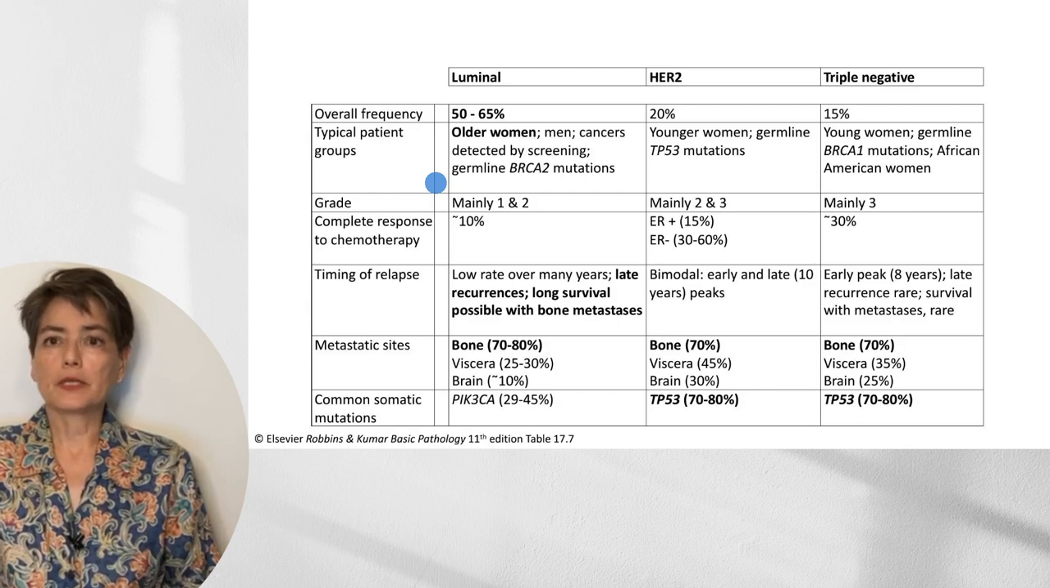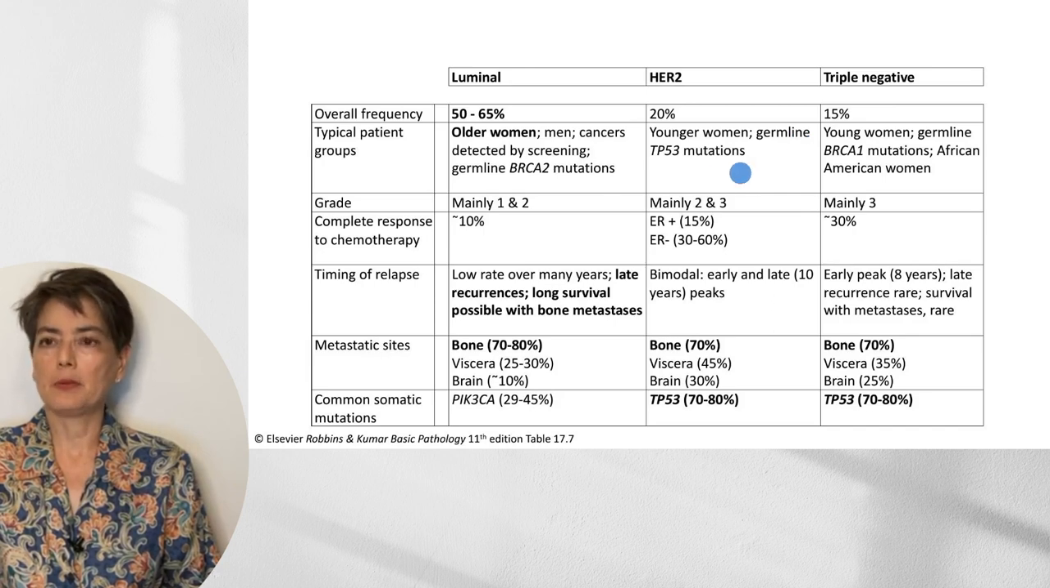Luminal cancers are typically detected by screening, and as I already mentioned, their association with germline BRCA2. By contrast, HER2 tumors are in younger women, and again, are germline TP53. And finally, our triple negative tends to be in young women, again associated with germline BRCA1. And as we discussed in the earlier video, there's an association with the socially defined race of African American.